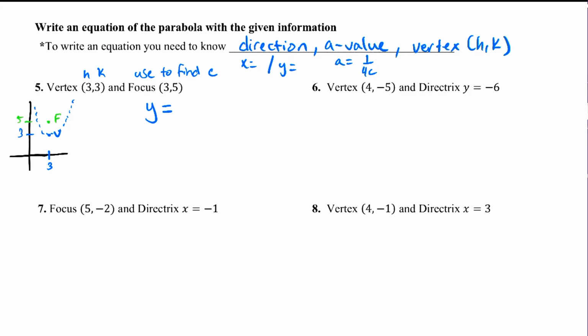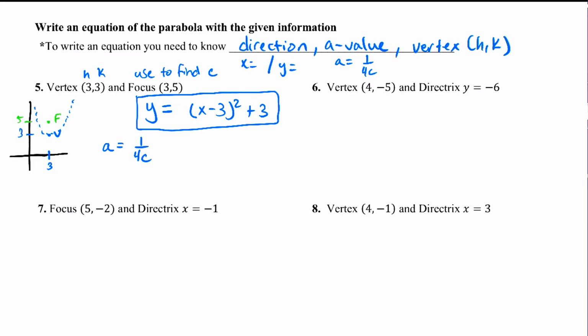And then since I already know h and k, I can fill in those parts. So this will be x minus 3 squared, and then plus 3. So the only piece that I'm missing right now is my a value. So remember, our a is equal to 1 over 4c, and then our distance from the focus to that vertex is c. So if I'm going from 3 to 5, that tells me that my c value has to be 2.